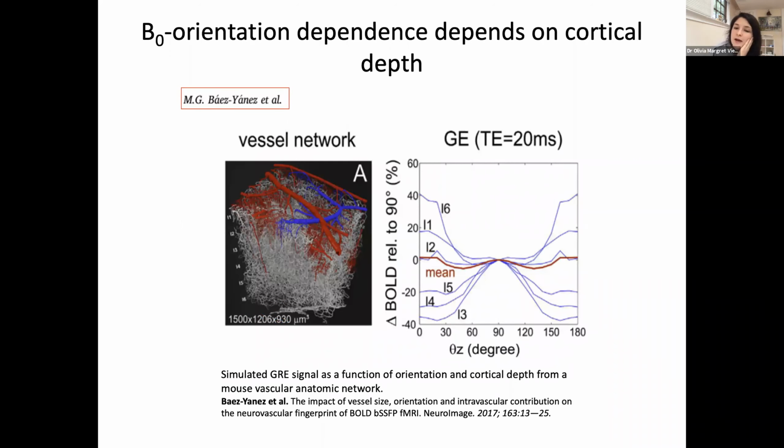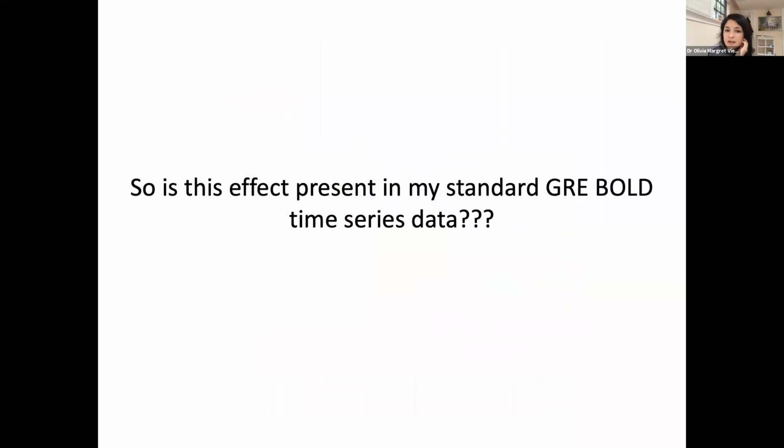And more recently, Viessmann from Klaus Scheffler's lab in Tübingen took the simulation models a step further and showed that these orientation signatures are highly dependent on the depth where you sample your voxel from. So here you can see orientation curves for different depths of this vein model. So there was clearly a lot of evidence for the existence of cortical orientation effects in BOLD fMRI and their relation to the cortical vascular anatomy.